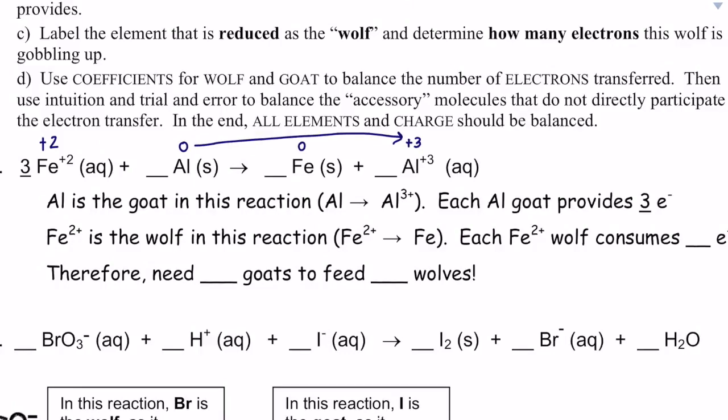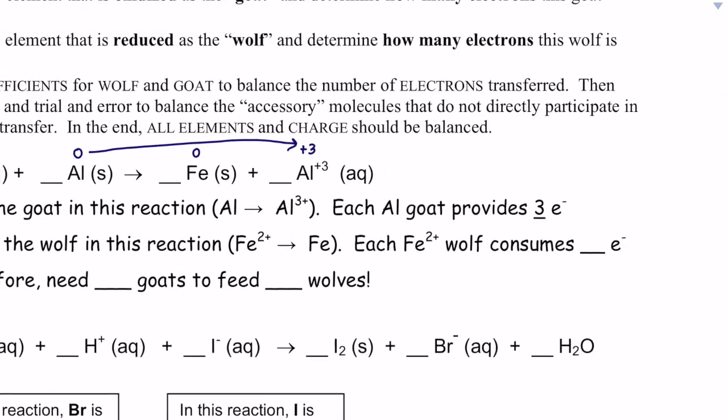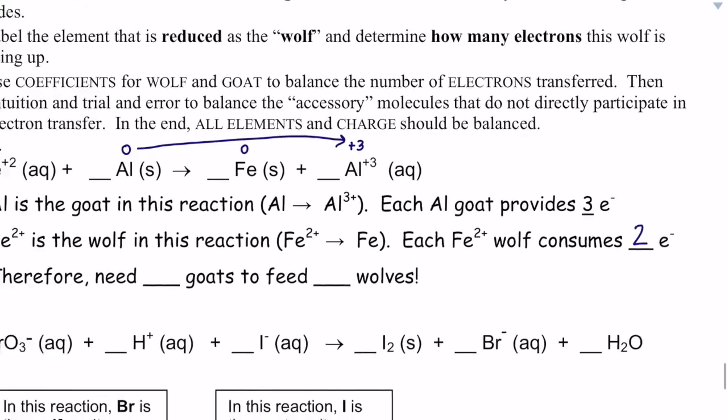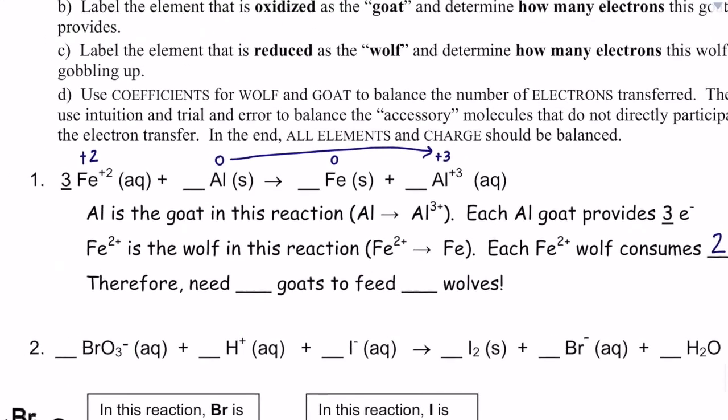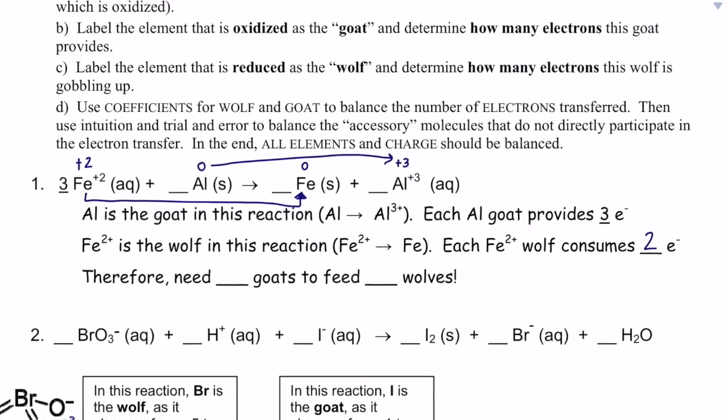Iron, on the other hand, is the wolf in this reaction because it is gaining 2 electrons. It is consuming 2 electrons. So for iron to become 0, it needs to gain 2 negative charges, or 2 electrons.